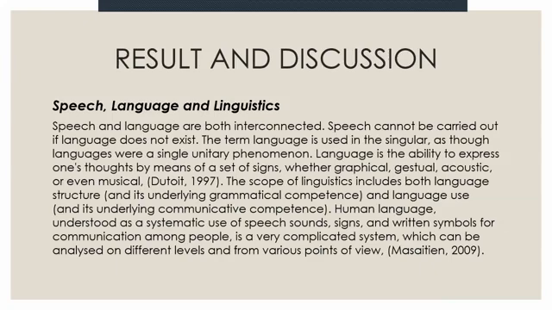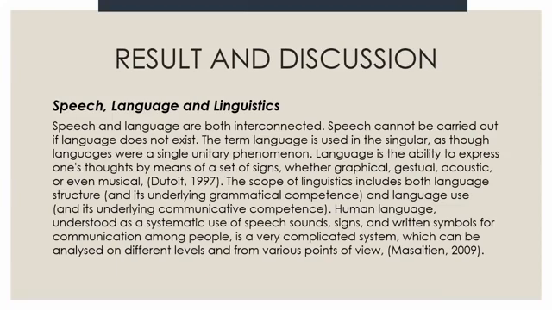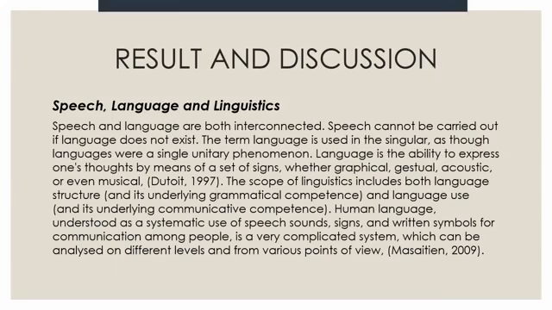According to Crystal (1997), the scope of linguistics includes language structure and its underlying grammatical competence, and language use and its underlying communicative competence. Human language, understood as a systematic use of speech sounds, signs, and written symbols for communication among people, is a very complicated system, which can be analyzed at different levels and from various points of view, according to Mazur (2009).